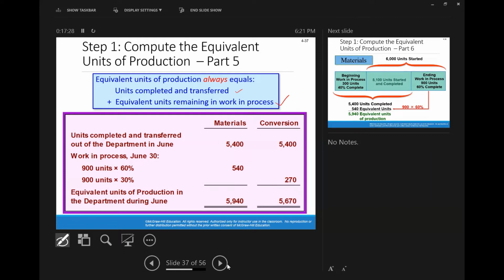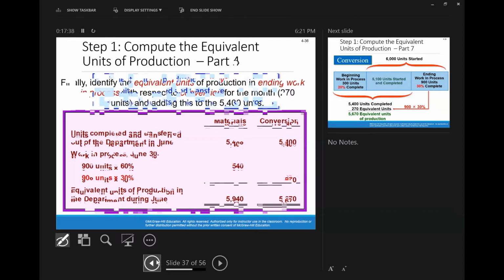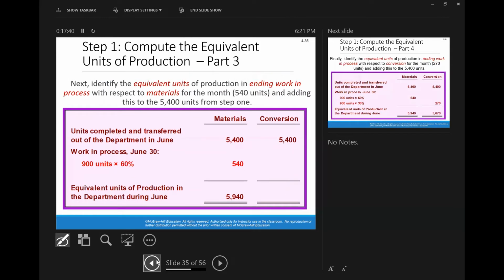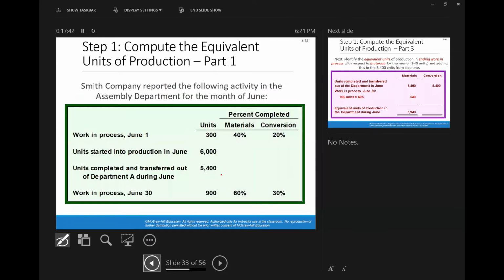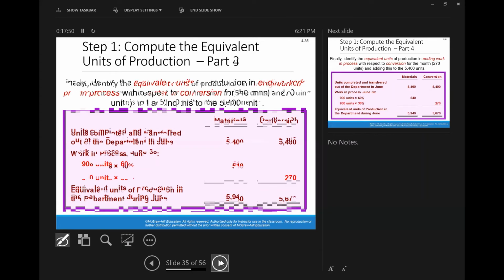All right, so here's our materials. We started with 6,000 units. Remember, they told us we had units started in production in June, 6,000. So that's where that number is coming from. They told us that information.